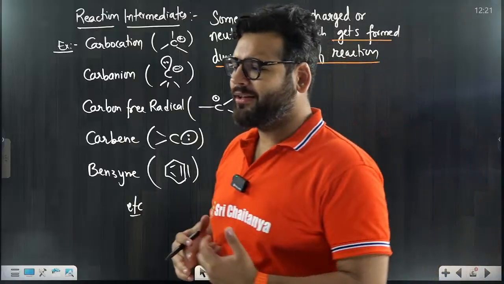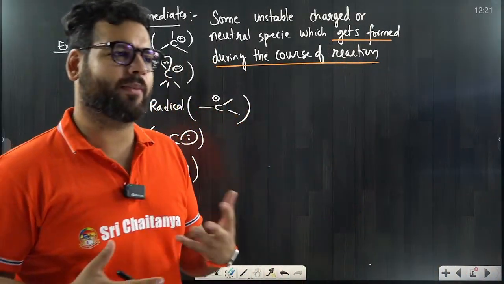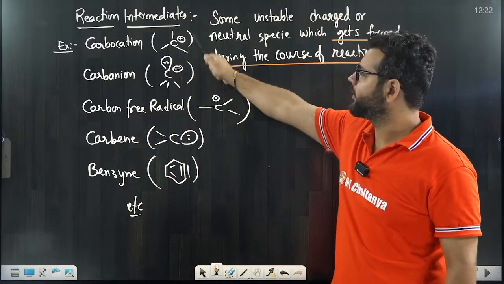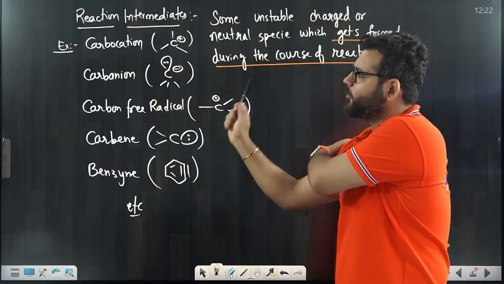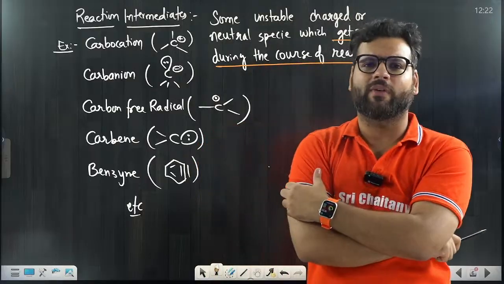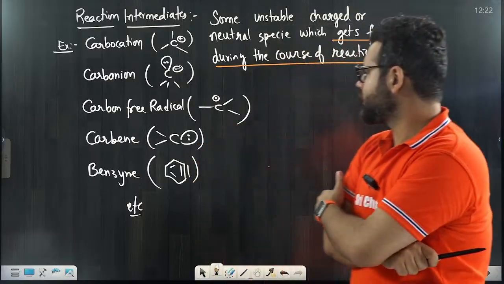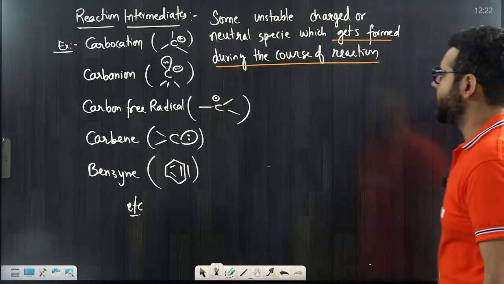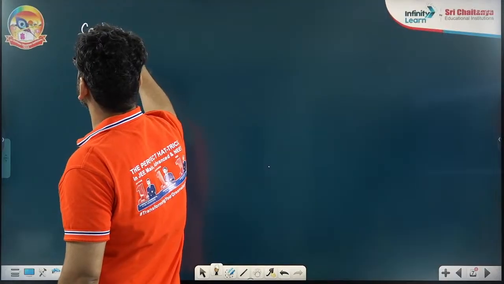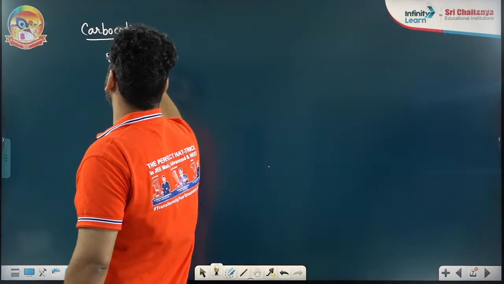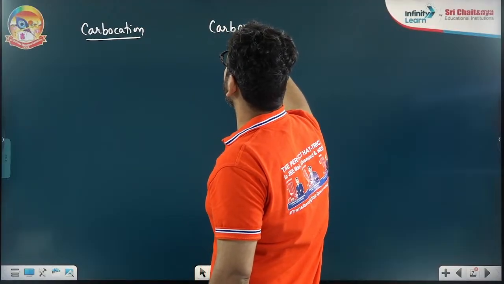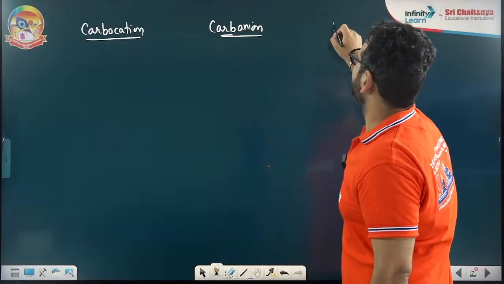Now, as a differentiation between carbocation, carbanion and free radical, there are 5 points to remember about each. 5 points about carbocation, 5 points about carbanion, 5 points about carbon free radical. 5 points about all 3 of them we are going to learn. Okay, it's time for that now. So let us start. Write down carbocation, carbanion and free radical.